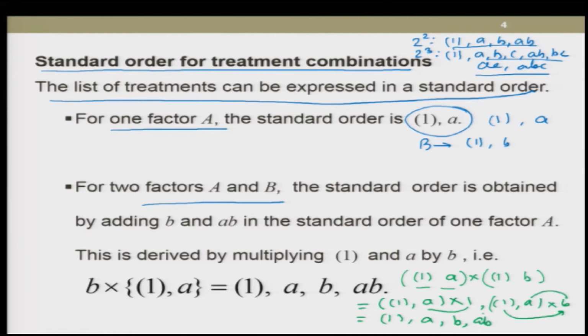Well, one thing you have to keep in mind: this is not really a mathematical thing, but this is one of the ways by which we can obtain the standard order. You have to treat these non-mathematical quantities, for a while, as mathematical quantities. So, you can see, this is how I have obtained the standard order of 2 factors.